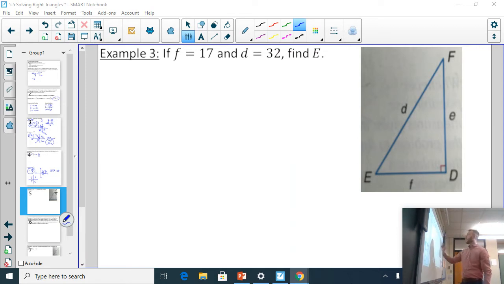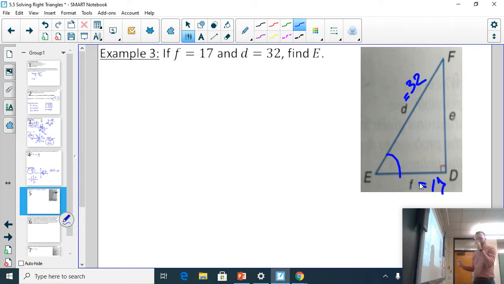So, example three, if f equals 17 and d equals 32, find e. So, we have f equals 17 right here, and we have d equals 32. All right. And now we want to find E. We want to find this angle E right here.